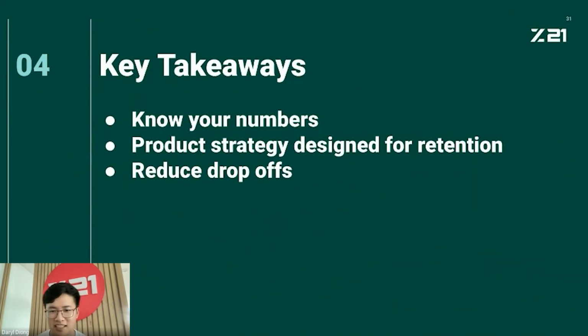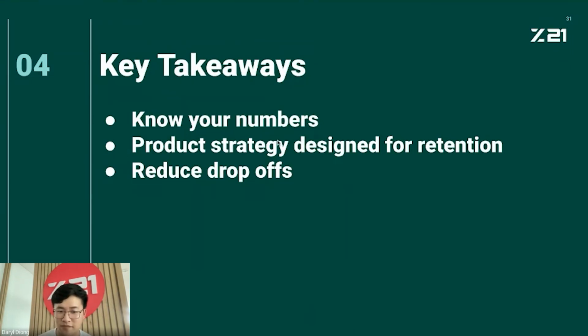So what are some key takeaways? Know your numbers. Do you know all your numbers? I think you can refer to my slides again and try to see if you are in the benchmark. Product strategy: design for retention. This is what I call the fundamental. Performance marketing is something that can amplify growth, but it cannot create growth from nothing. So the fundamental has to be very important, right?